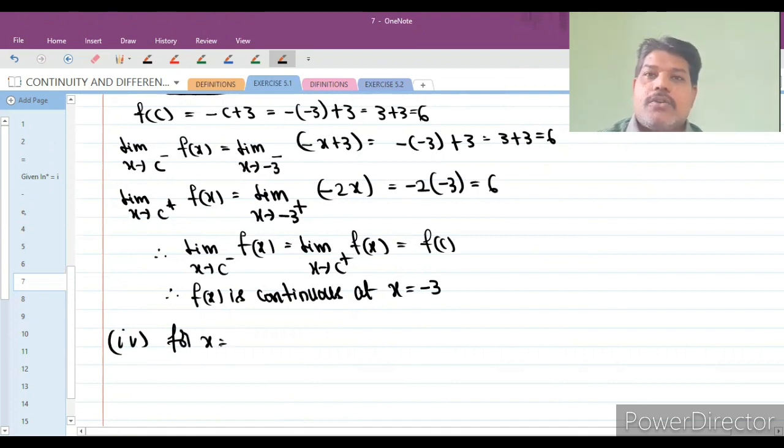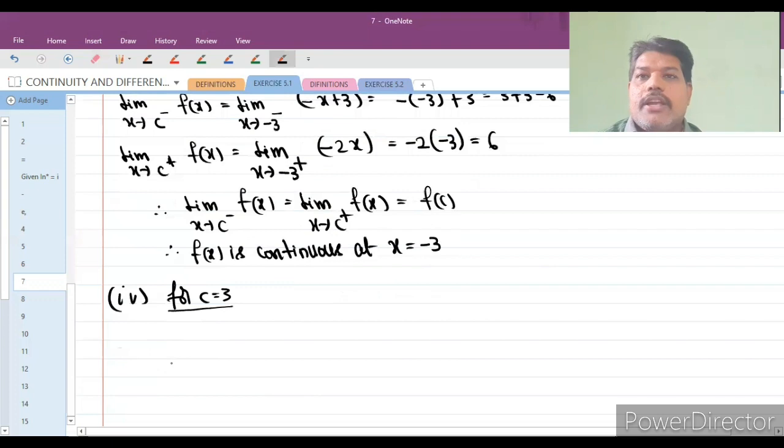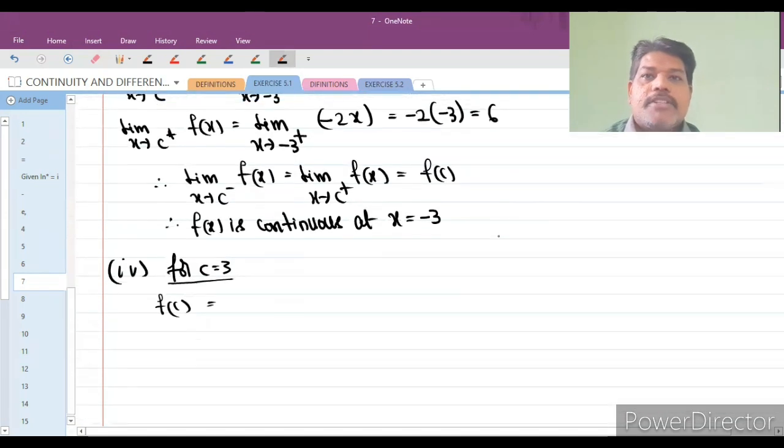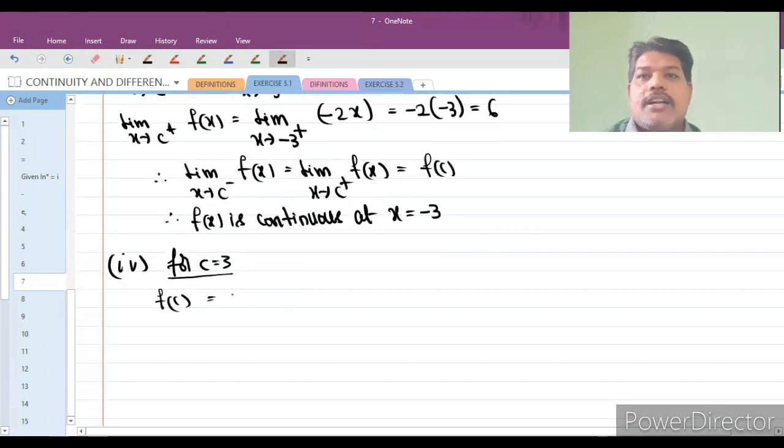For c is equal to 3. So what happens? For c is equal to 3, f of c is equal to f of c. So see that question, students. What is that f of c? If c is equal to 3, f of x value will become 6x plus 2. So automatically f of c value will become 6c plus 2.